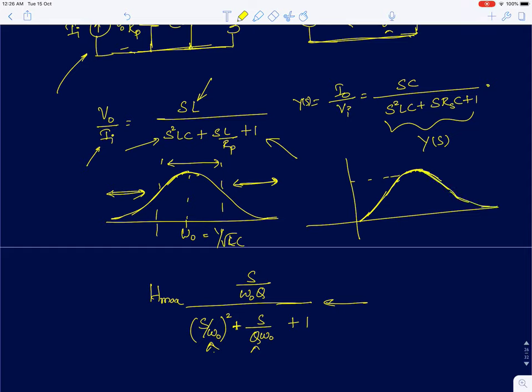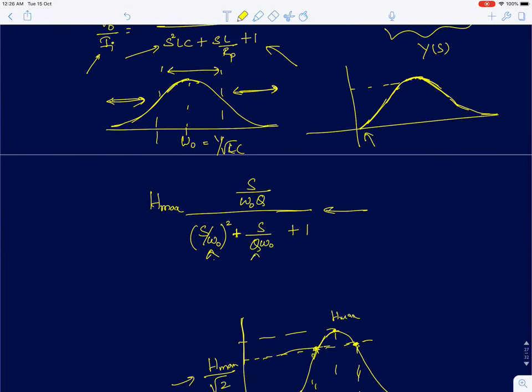So to get a bandpass characteristic, you need one zero at DC. The lowest order bandpass is a second order bandpass transfer function. You need one zero at DC, and then two poles. So I'm going to write a general transfer function here, denoted by this function.